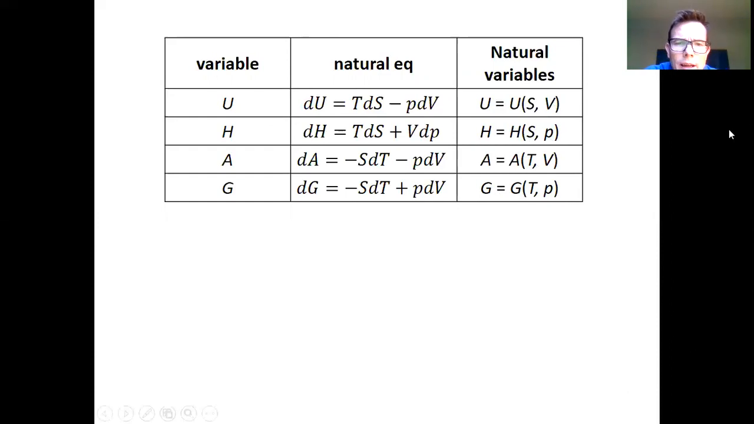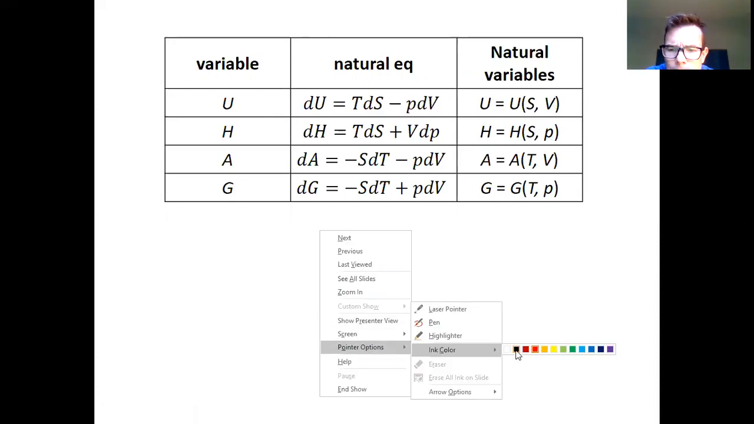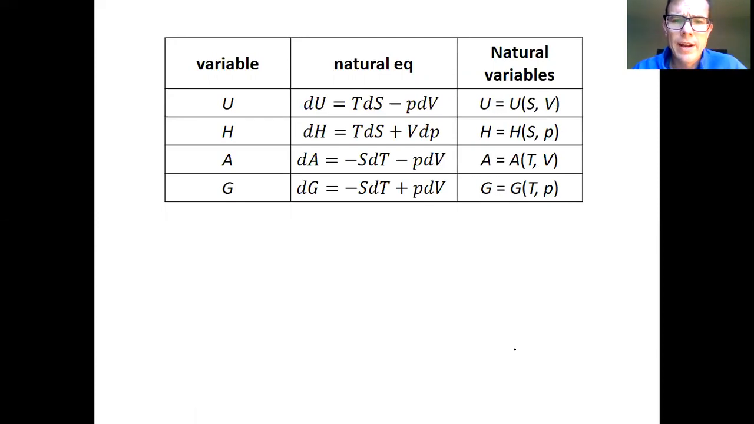So if I'm going to look at the equation for U, if I know from the natural equation that U is a function of entropy and volume. My mouse pad just died. Give me a second. Let me see if it works. There we go. U equals U of S and V.